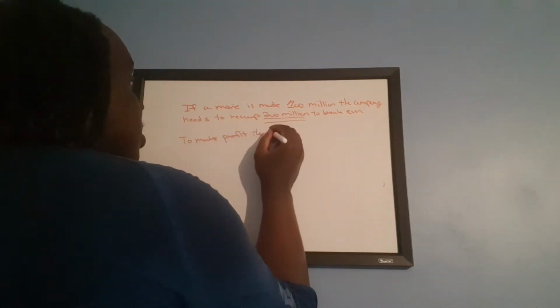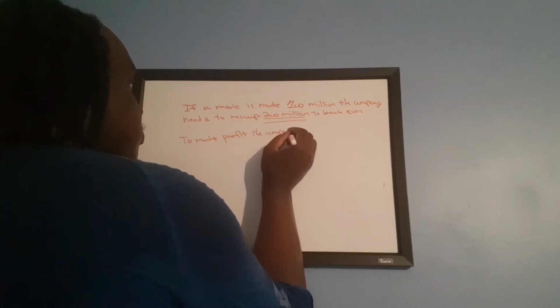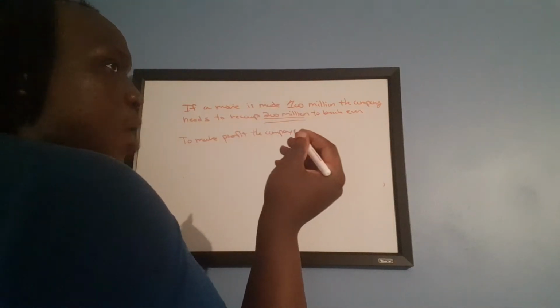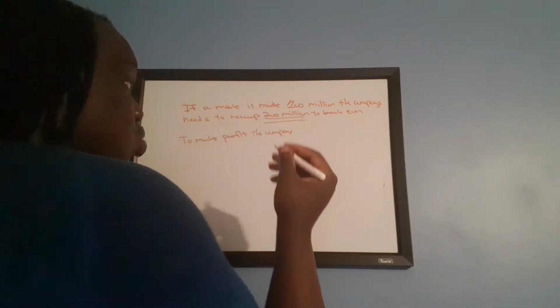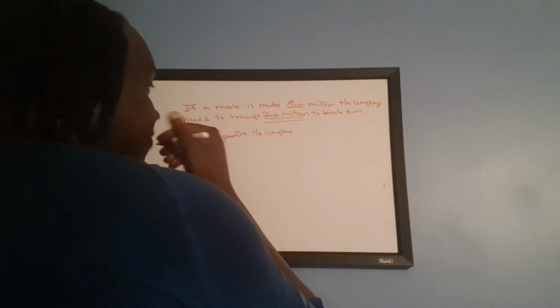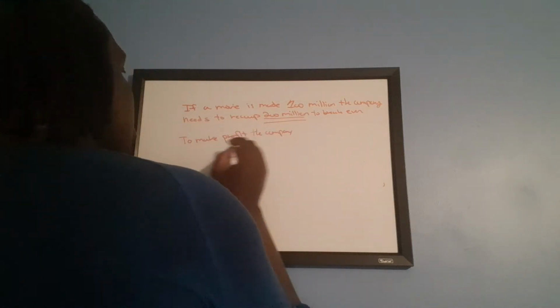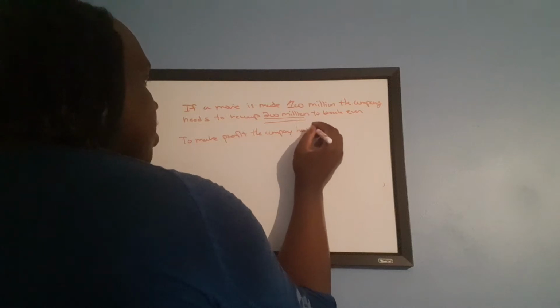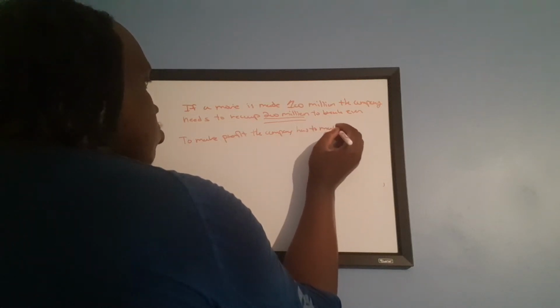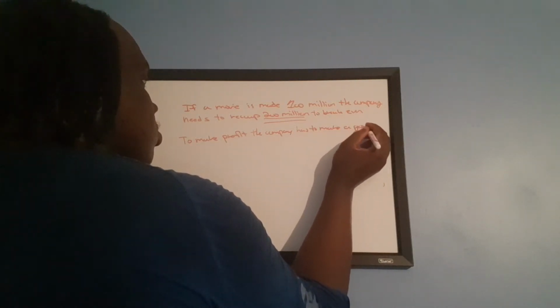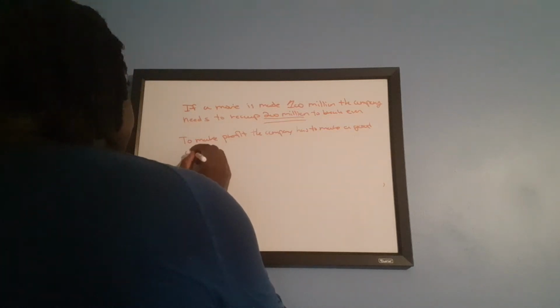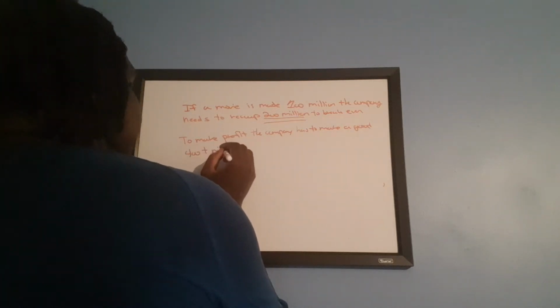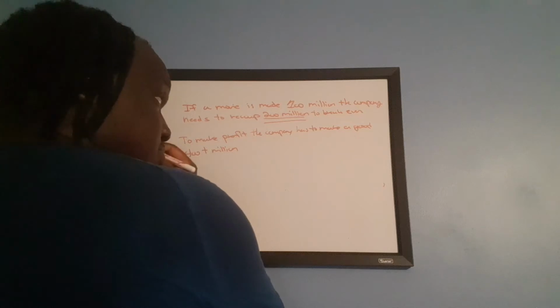To make profit, the company... So let's say if it's 150 million, the company needs to do a good what? 400 million, 50 million to be profitable. To make profit, the company has to make a good 400 plus million to be profitable for a $150 million budget movie.